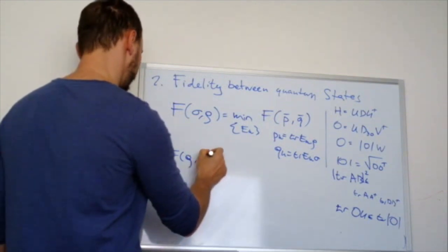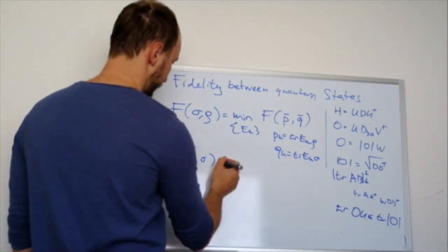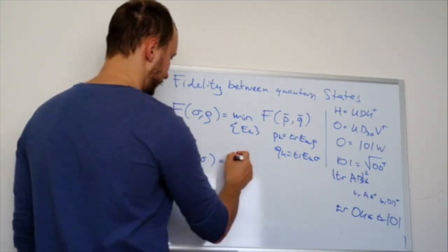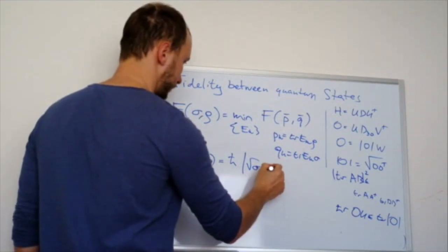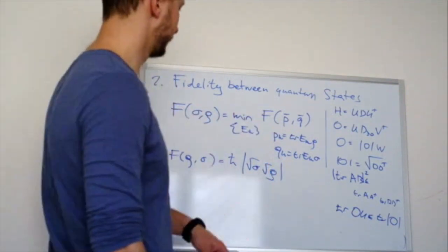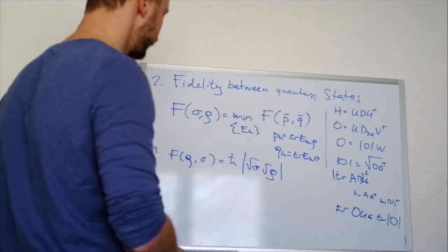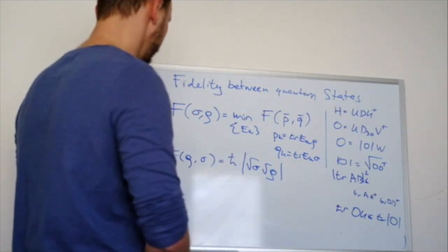Yes, so rho and sigma. This is equal to, as we just saw, another formulation: the trace of this thing. I don't remember the order, but it doesn't matter, we just change the argument at the end, because here the order doesn't matter, right? Okay, so this is one of the definitions we've seen, and it's equivalent.